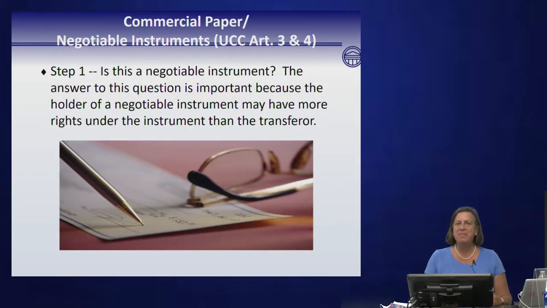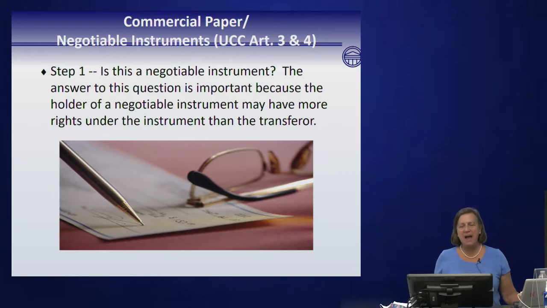Right, so today's topic is commercial paper or negotiable instruments. This is part of Articles 3 and 4 of the Uniform Commercial Code. In law school, it's a 3-hour course. We're going to simplify things and try to finish this up in an hour, perhaps, or less.